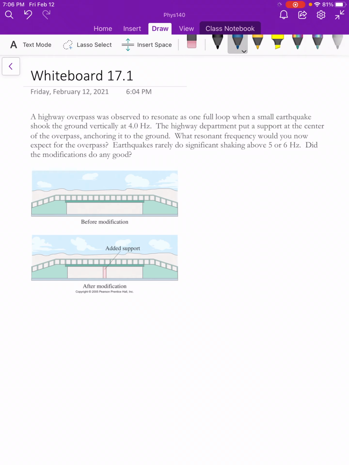Earthquakes rarely do significant shaking above 5 or 6 hertz. Did the modification do any good?